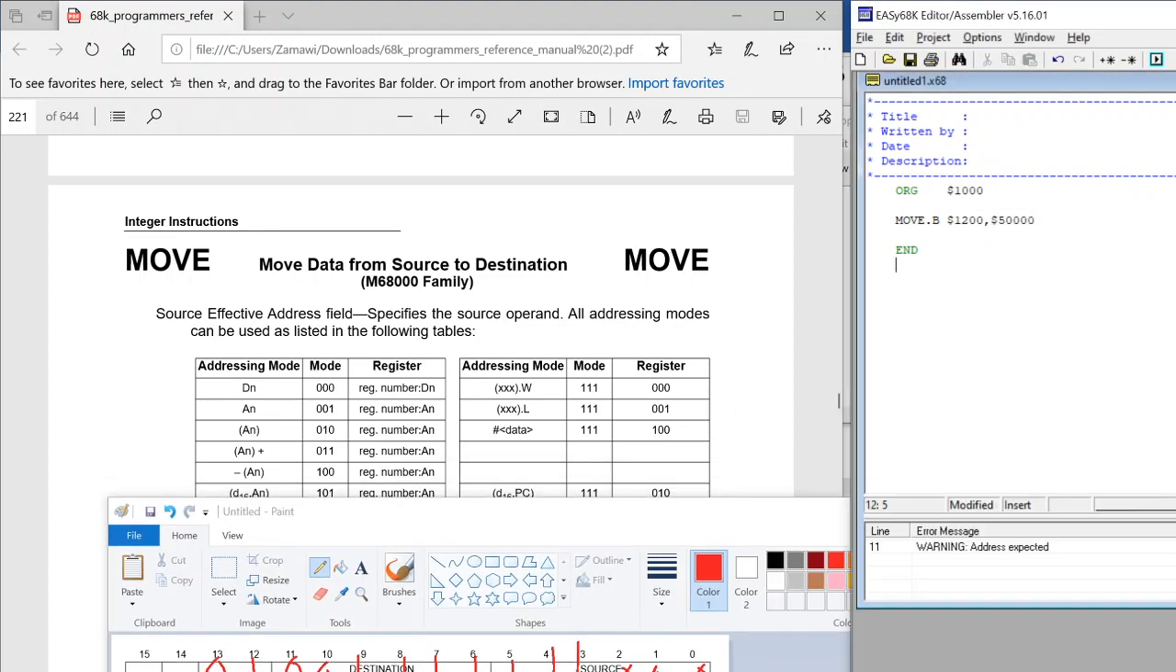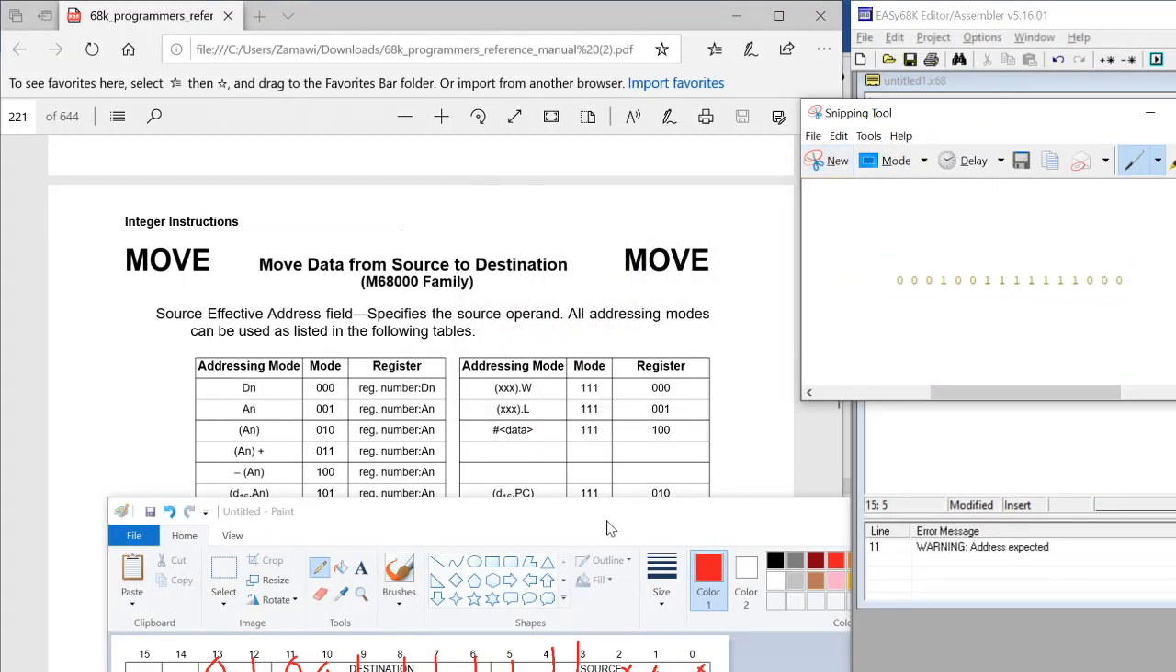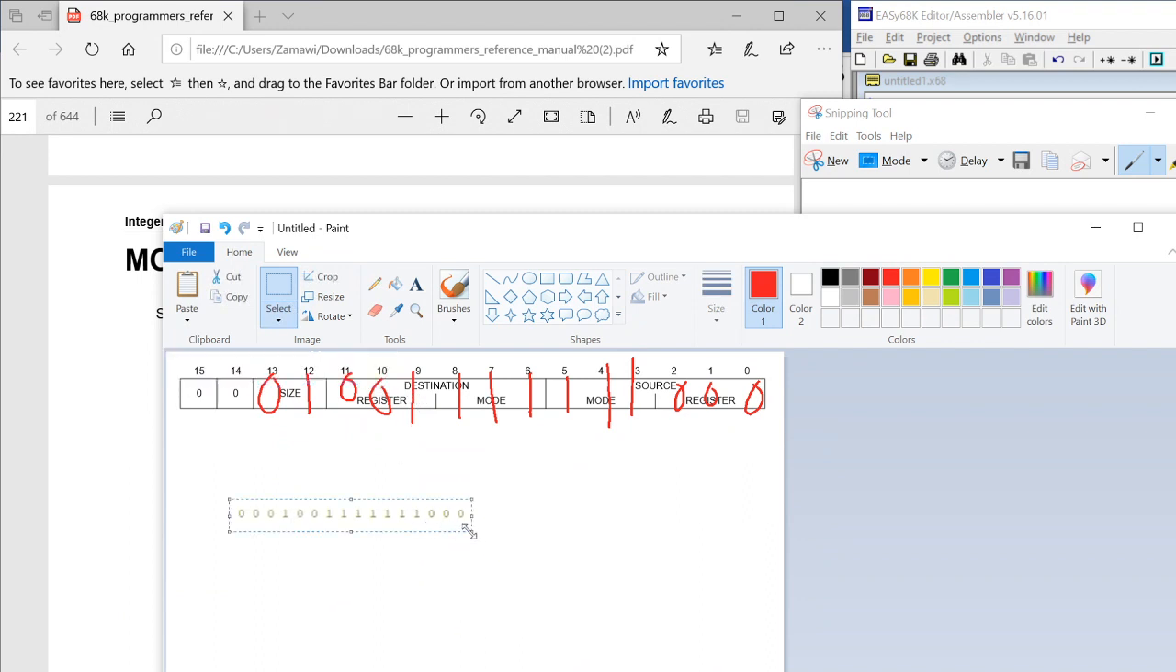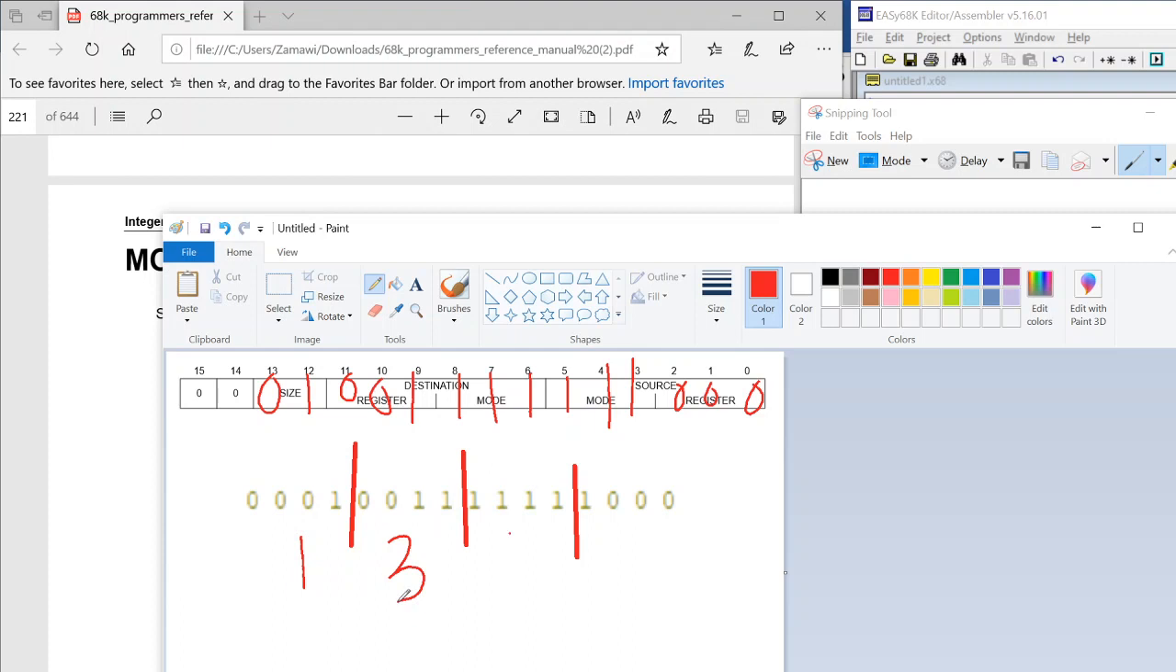So the final answer will be 00001 0 0 1 1 1 1 1 1 1 and 0 0 0. 2 4 6 8 10, so total is 16. So take this number and divide the sections over here. Okay, this is 1, this is 3, this is F, and this is 8. So hopefully the answer is correct, 13F8 for the sign.